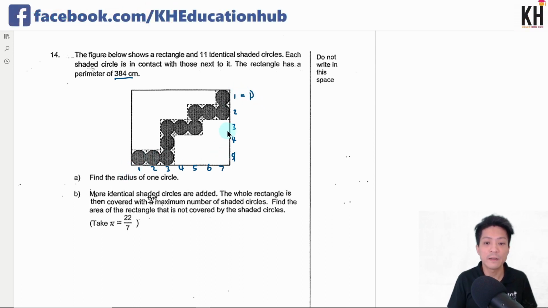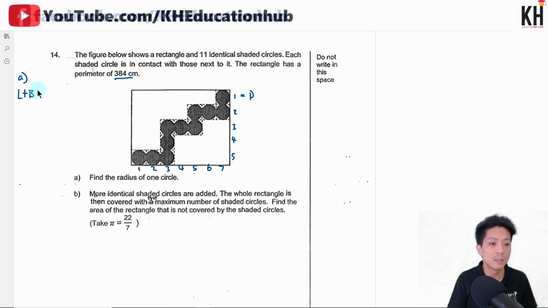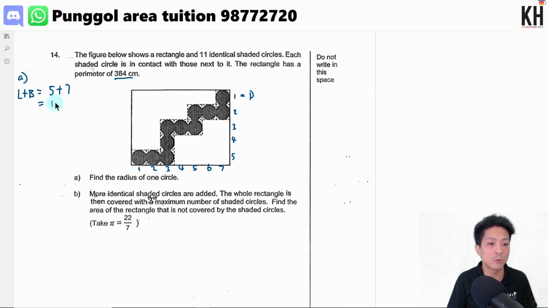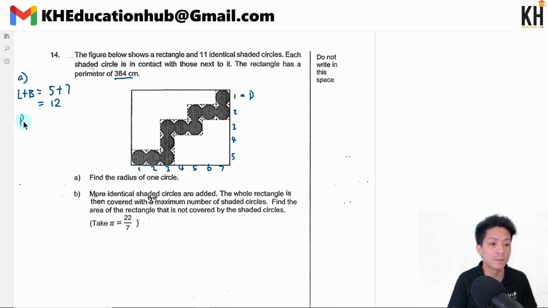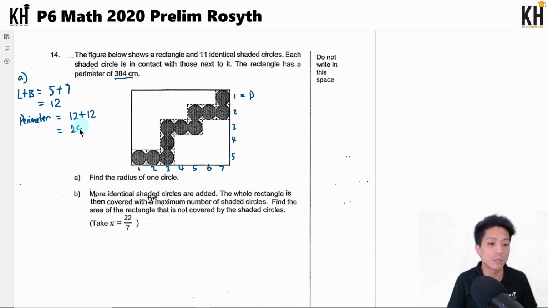So across the length plus breadth, where should I do the working? I think I should have enough space over here. Part A, L plus B is equal to 5 plus 7, which is equal to 12. So the perimeter is equal to 12 plus 12, which is 24 diameters.